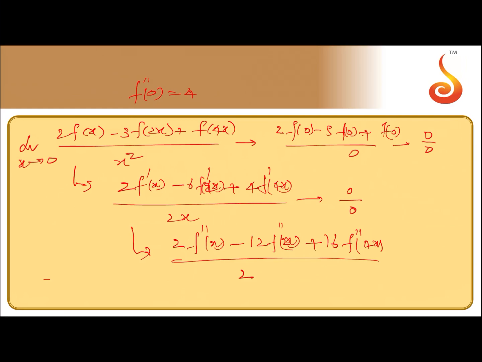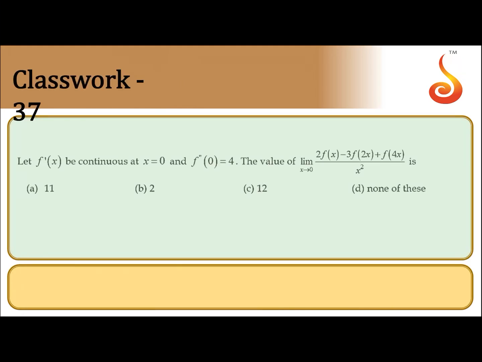And now when you substitute x equals 0, 16 plus 2, that is 18 minus 12. So that is equal to 6 times f double dash of 0 by 2. So that is equal to 3 multiplied by 4. The answer is equal to 12, because f double dash of 0 is equal to 4. So the answer is equal to 12.